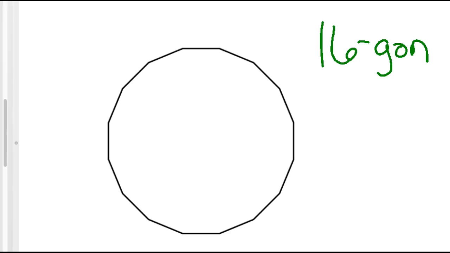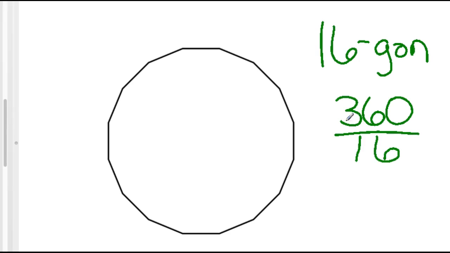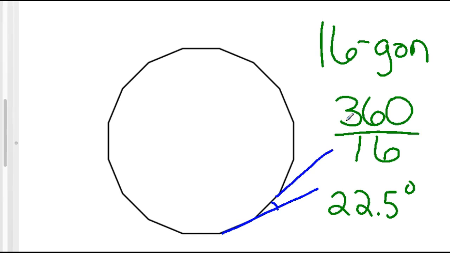Exterior angle-wise, we know that they all have to add up to 360. So 360 divided by 16 will give you 22.5 degrees. So every single one of these, and I'll see if I can draw a straight line here. So that angle right there is 22.5 degrees. That angle is 22.5 degrees. And so if you continued that around, you'd have enough to make up 360 degrees with them.